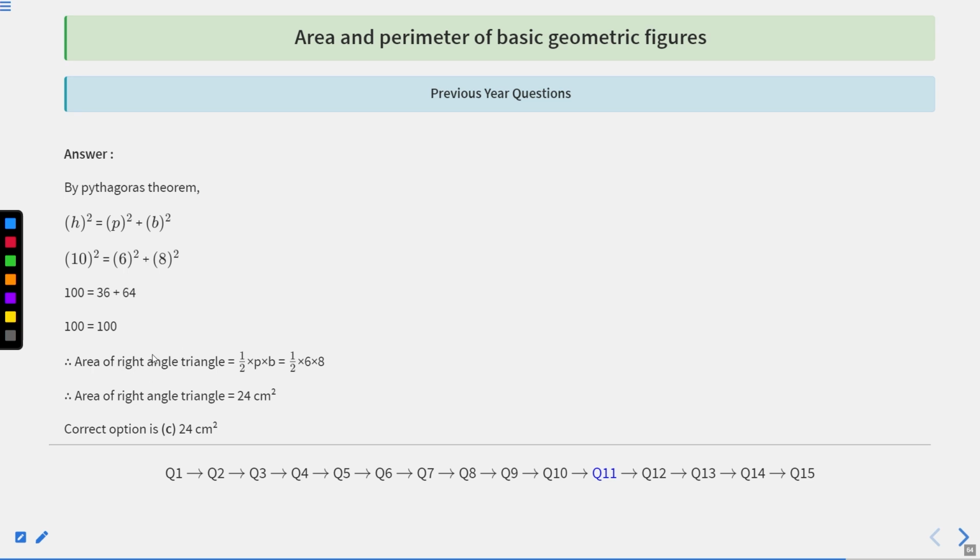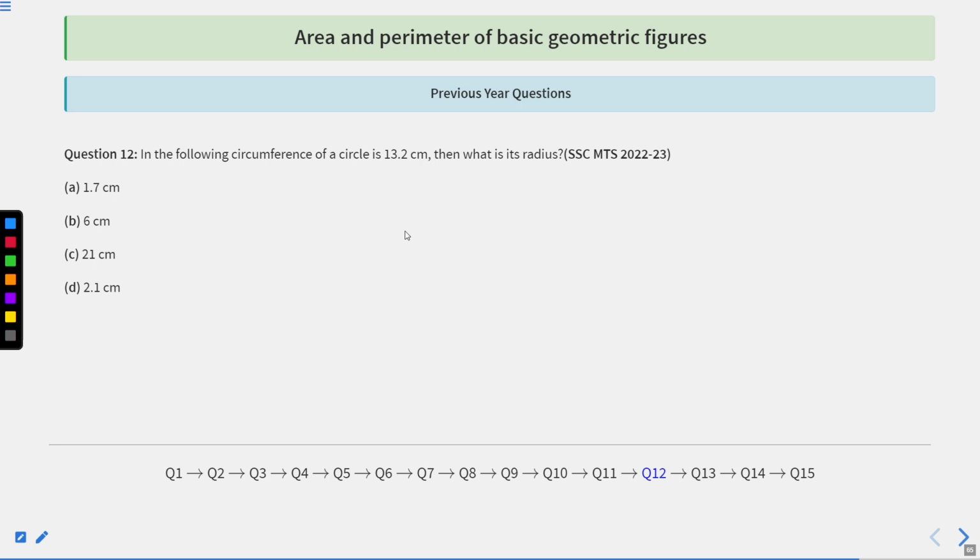Therefore, the area of a right angle triangle is given by half into perpendicular into base. So it will be half into 6 times 8. Therefore, the area of the right angle triangle is 24 centimeter square. So the correct option should be option number C, that is 24 centimeter square.